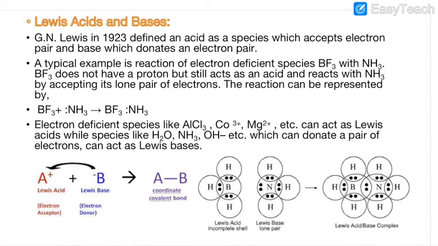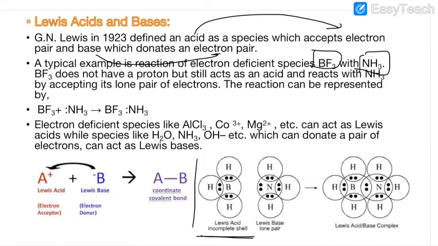According to Lewis acids and bases theory, acids accept an electron pair and bases donate an electron pair. We can understand the concepts of Lewis acids and bases by taking a very simple example, that is the reaction between BF3 and NH3. BF3 is an electron deficient species because it has an incomplete shell. With the help of this diagram, we can easily understand that in BF3, boron has 6 electrons in its outermost shell. So it has an incomplete shell.